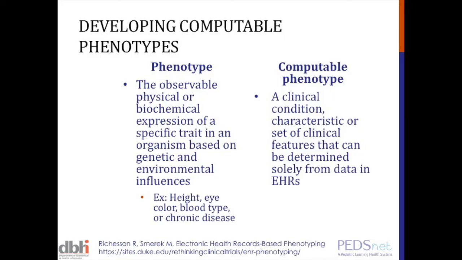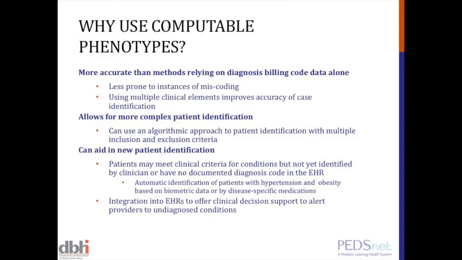And I think we're all familiar from even high school biology with what a phenotype is: the traits that get expressed out of that genetic information that underpins your height, your eye color, blood type, maybe even your predisposition to a disease. A computable phenotype is a clinical condition, characteristic, or set of clinical features that you can determine solely from data in the EHR, where you would say this matches a patient with hypertension, a patient who's obese, etc.